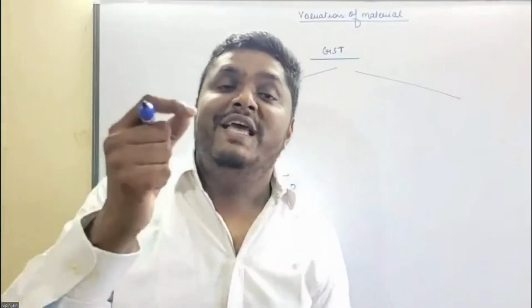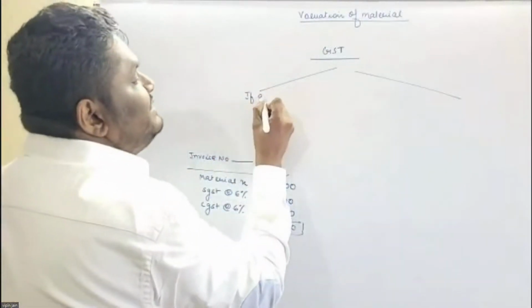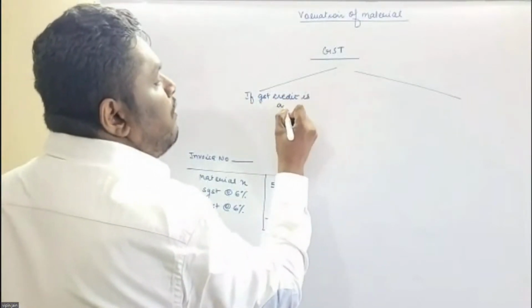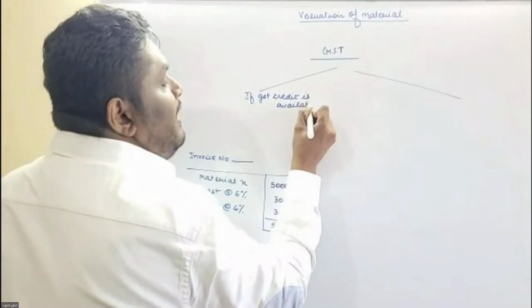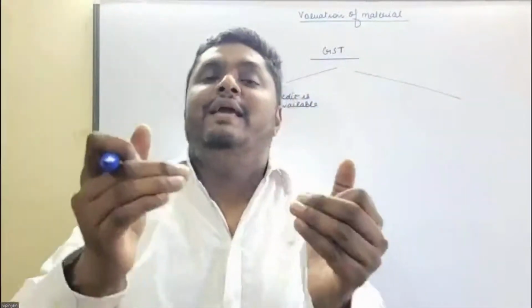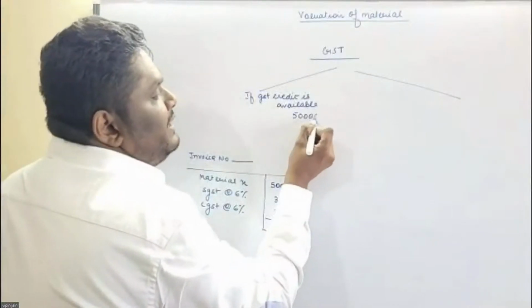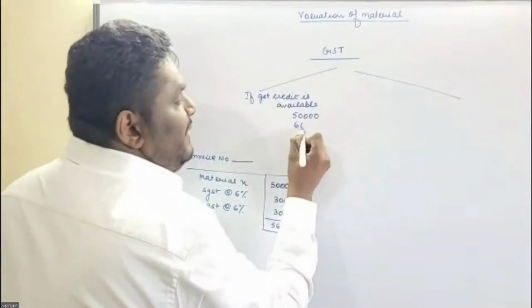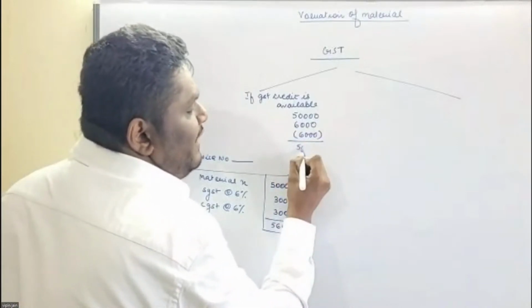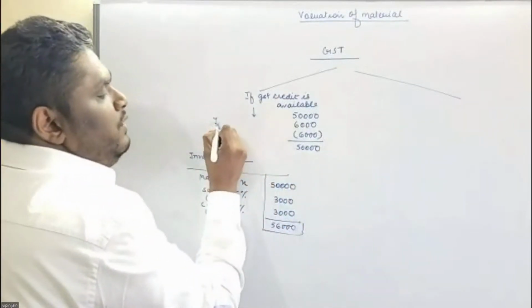So my point is, if the dealer is a registered dealer, and if GST credit is available, then ignore GST. You will neither add nor deduct. So in this case, let's say the product is of 50,000, the GST paid is 6,000. Since I'm getting the credit of GST, 6,000 will be reduced and the final value will be how much? 50,000. So if GST credit is available, then ignore GST.